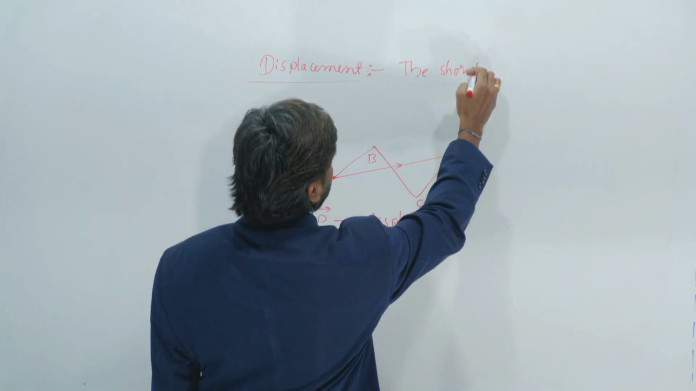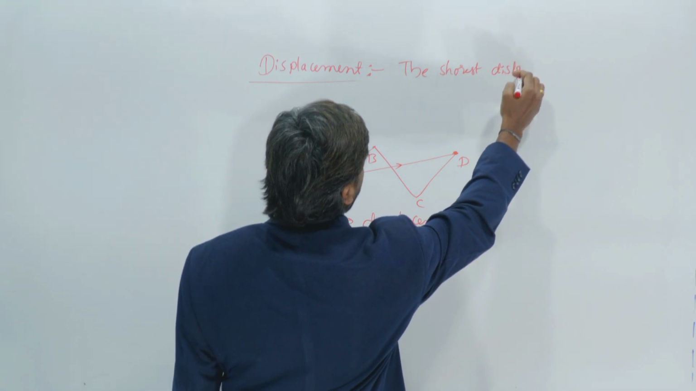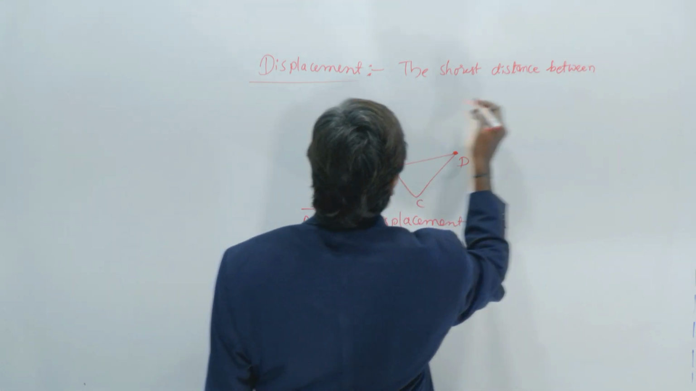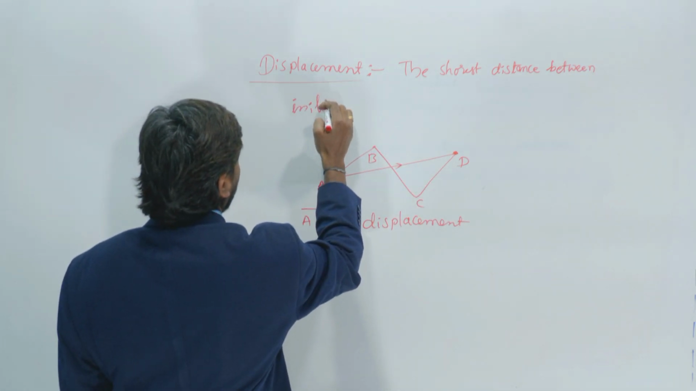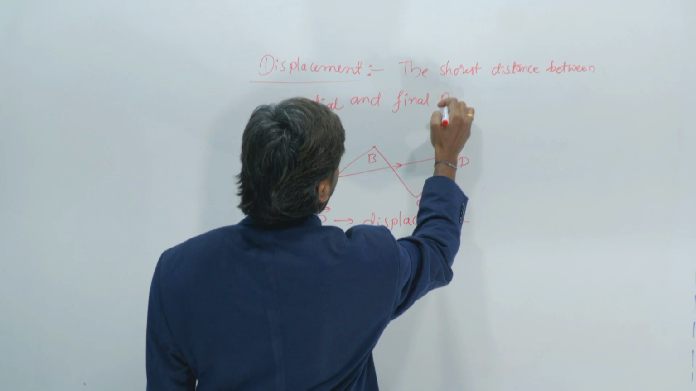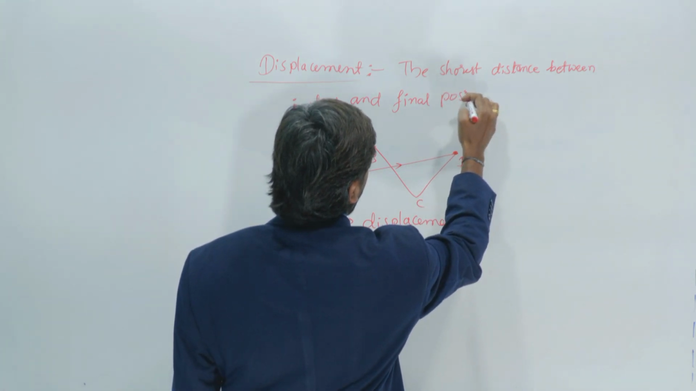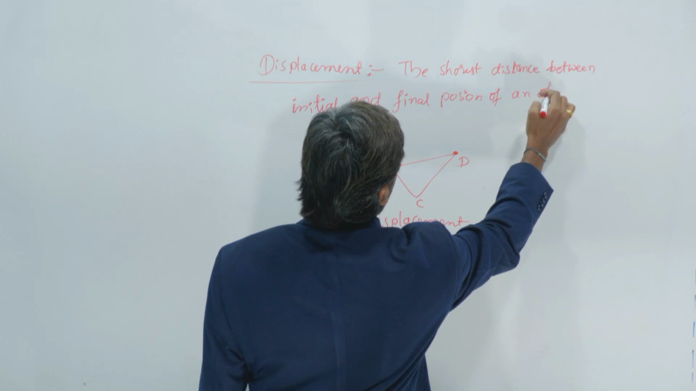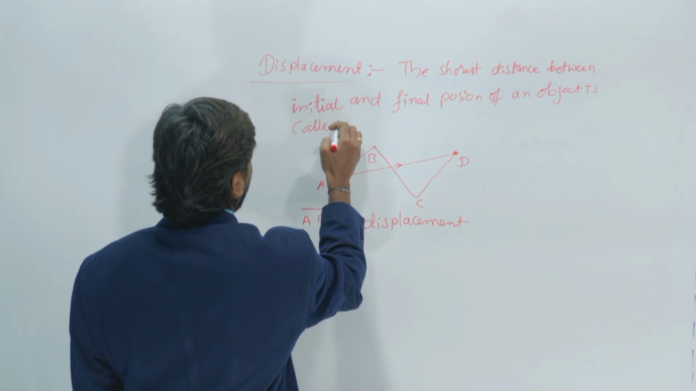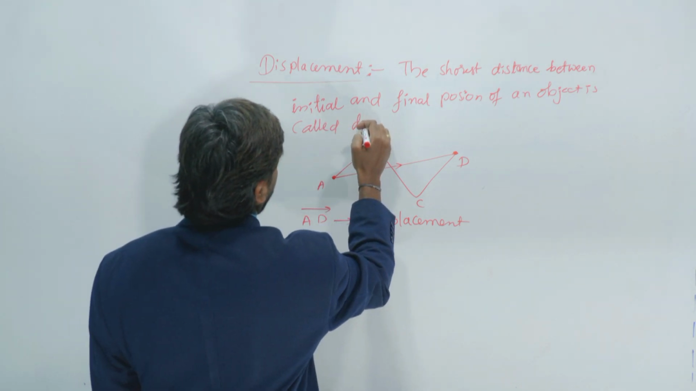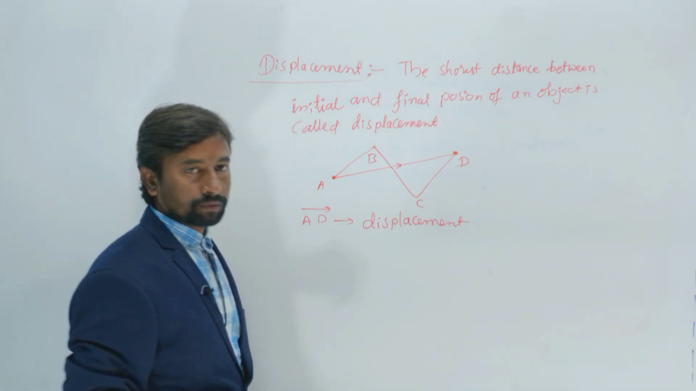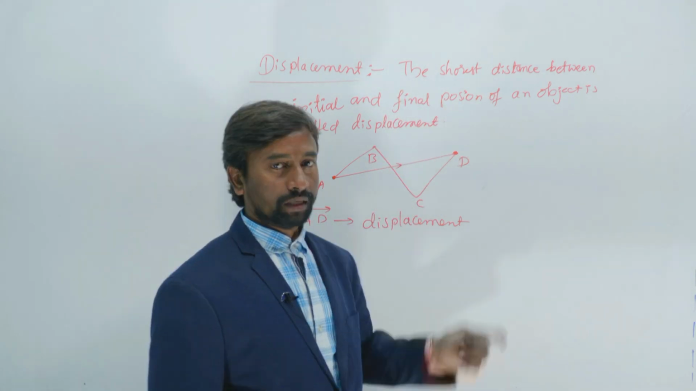So we can define displacement as the shortest distance between the initial and final position of an object is called displacement. The line joining, or the shortest distance between, the initial and final position.